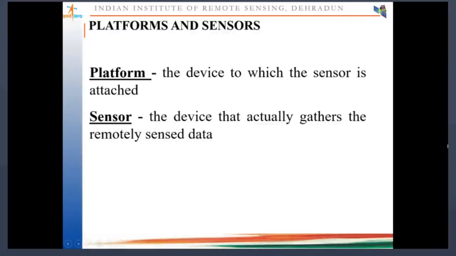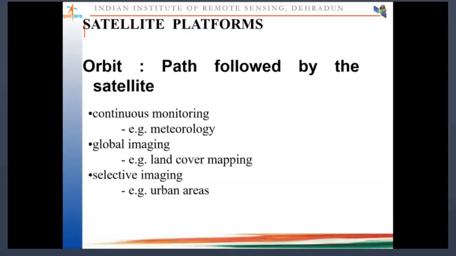For disaster management, you are mostly looking at satellite remote sensing, and an orbit is the path followed by the satellite. Different types of applications require different types of orbits. If you have a continuous monitoring purpose, for example, you continuously want to look at a certain place, you have a different type of orbit. If you want global image mapping, you need a different orbit. If you want selective imaging, you can have another type of orbit. So the orbit will also depend on which type of application you are looking at.